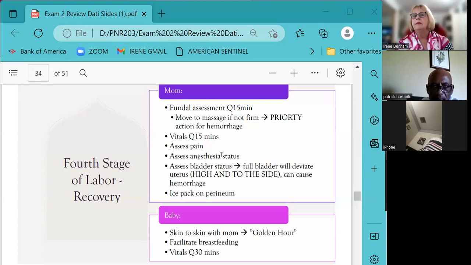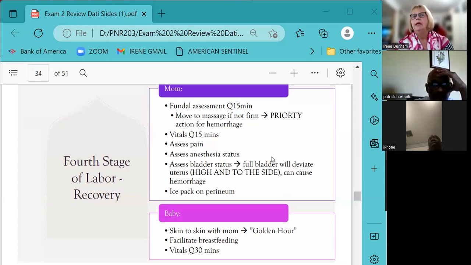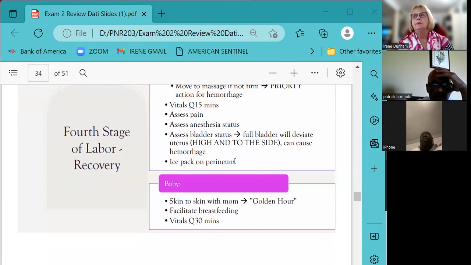If she has an epidural, I have to worry about her bladder. Remember, we went over this already. And then, of course, if she has an episiotomy, ice pack.